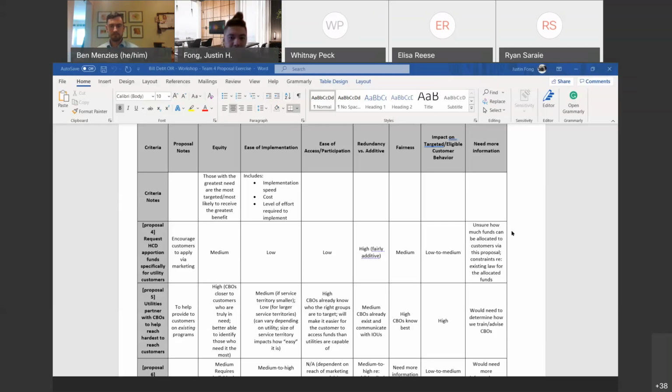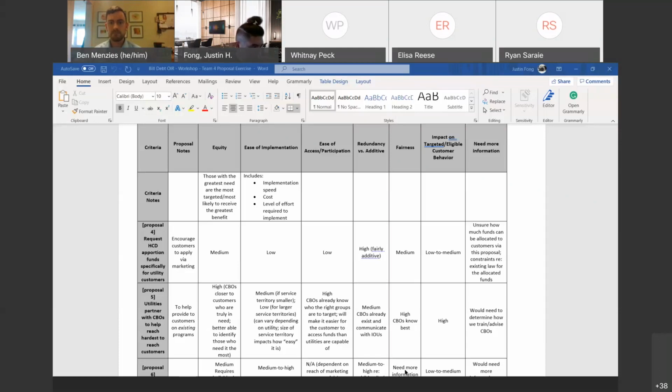Now, we see particularly effective criteria being addressed here in fairness and especially in equity and impact on targeted customers. I think specifically the description for equity stands out, where CBOs work closer to customers who are truly in need and can better identify specific customers who need it the most. I do think there's this key aspect where we would need to determine how to advise the CBOs in this regard for the arrears proceeding.